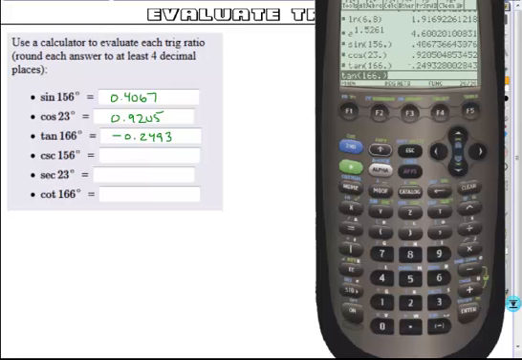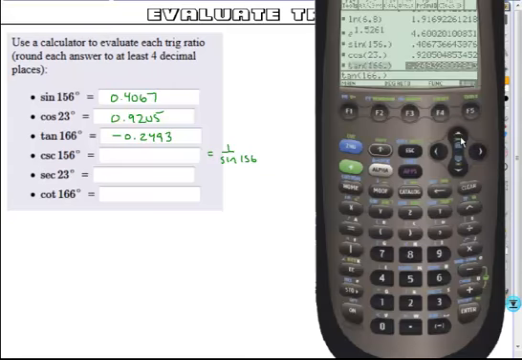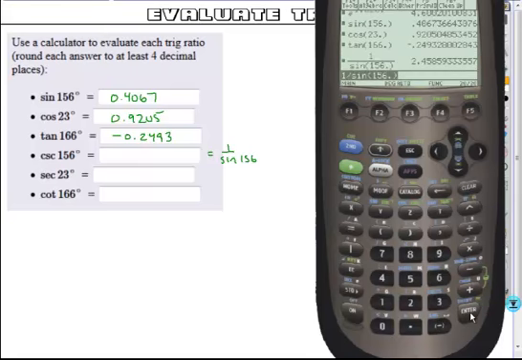And when you do the reciprocal functions, you can do one of two things. You can just take 1 over the reciprocal function of that. So what we could do for cosecant of 156 is we could evaluate 1 over sine of 156. So if I did 1 divided by, and I went up here to the sine of 156, entered that, I'd get my solution. So 2.4586 if I round it to 4 decimals.